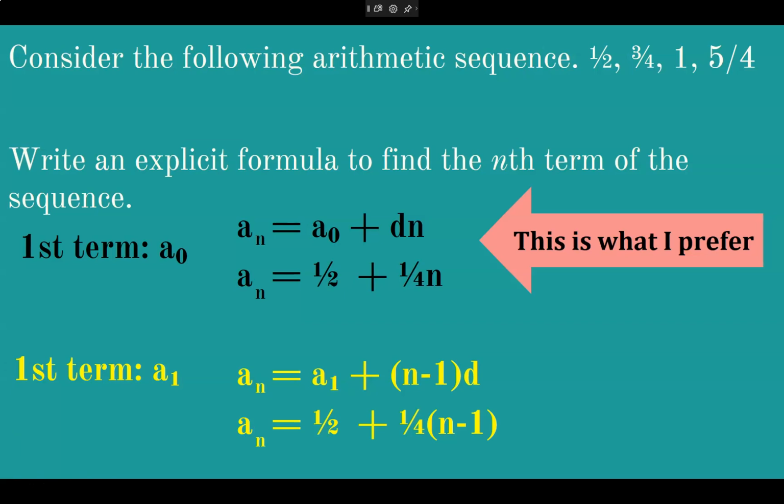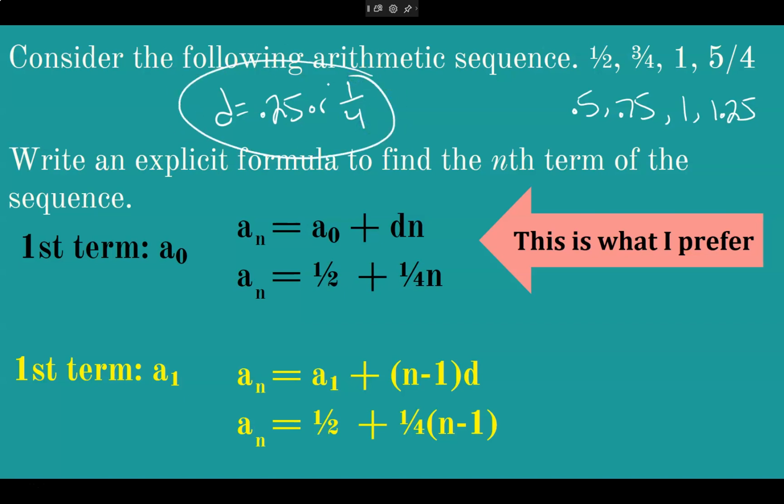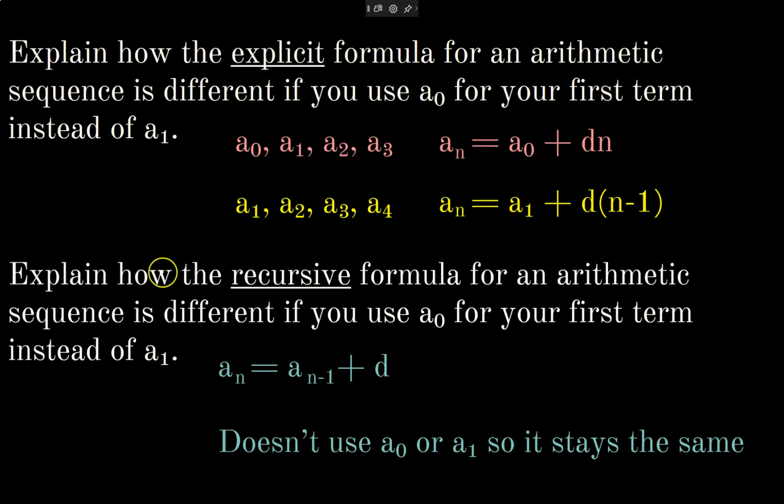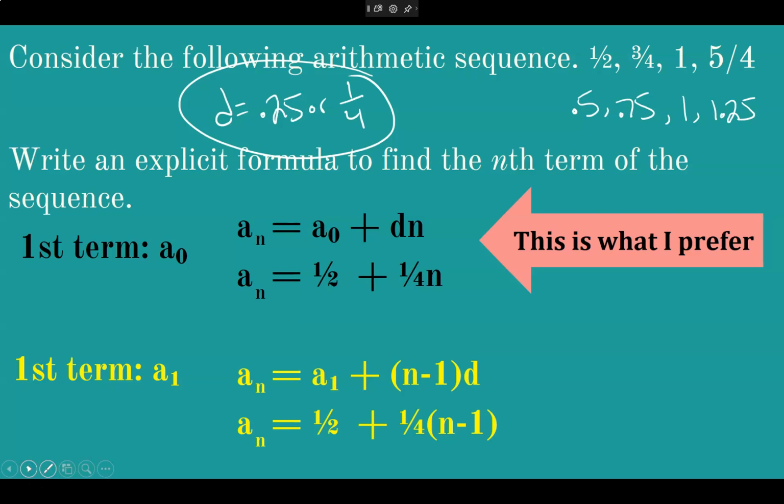Sometimes it helps to convert these fractions into decimals. So 1/2 is the same as 0.5, 3/4 is the same as 0.75, then we have 1, and this is 1.25. So our difference is 0.25, which is also written as 1/4. So that's the information we had to figure out from the sequence. d is 1/4. Now, if I use a sub 0 as my first term, then I just need my first term plus my difference times n. So I have 1/2 plus 1/4 n.